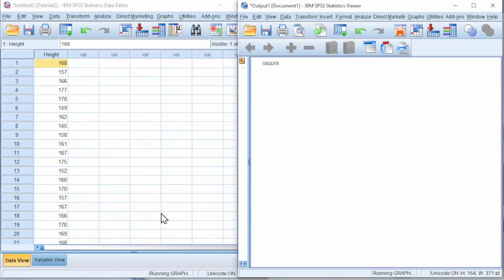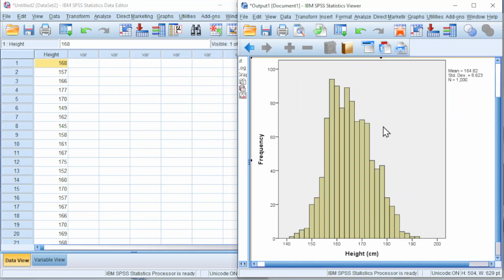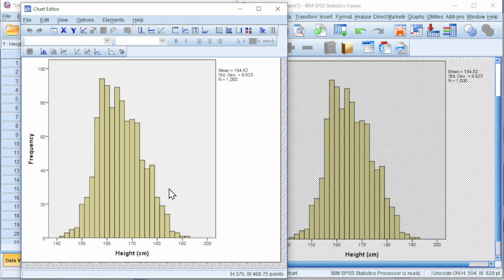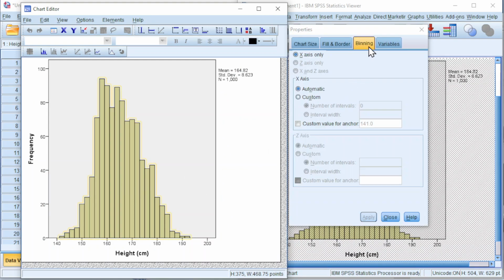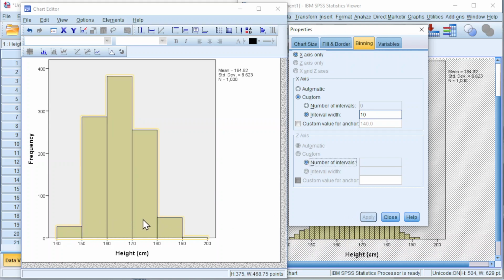Click on OK and we should obtain a histogram. Double click on the graph, double click on the bars. Under Binning, look for Axes, click on Custom, click on Interval width, and pick a suitable interval width to decide the number of categories that we want, unless the question specifies otherwise. Let's say we want to have a class width of 10 for each category. Click on Apply and we should obtain 1, 2, 3, 4, 5, 6, altogether 6 groups.